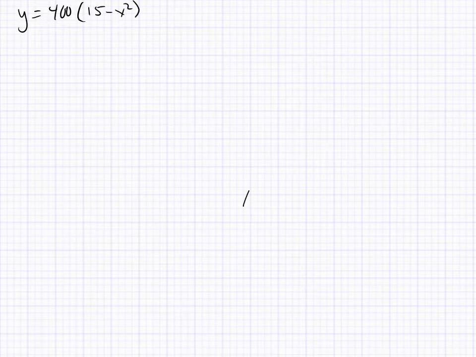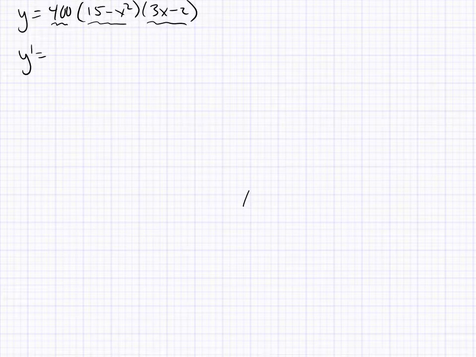Okay, so if we do one more, how about we go with y equals 400 times 15 minus x squared times 3x minus 2. And say I want to take the derivative of this. So if I want to take the derivative, y prime, you look at this, I have three things multiplied together: 400 times 15 minus x squared times 3x minus 2.